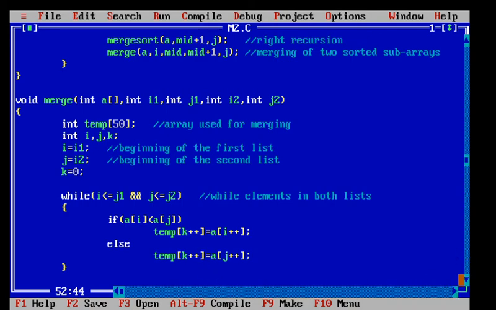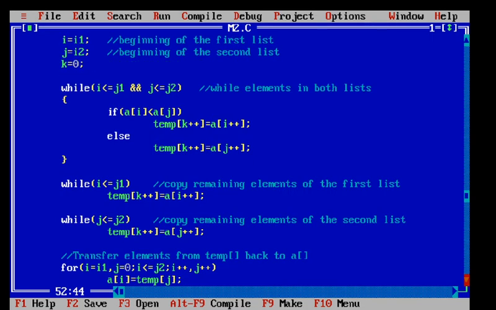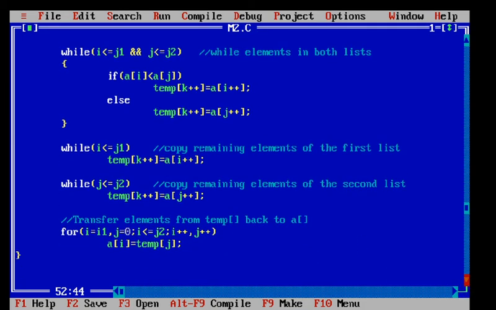Now see that we copy the remaining elements of the first list. So we check that i is less than or equal to j1. If this condition is true, then assign temp of k plus plus equal to a of i plus plus, and copy the remaining elements of the second list. So j is less than or equal to j2. If this condition is true, then temp of k plus plus equal to a of j plus plus.